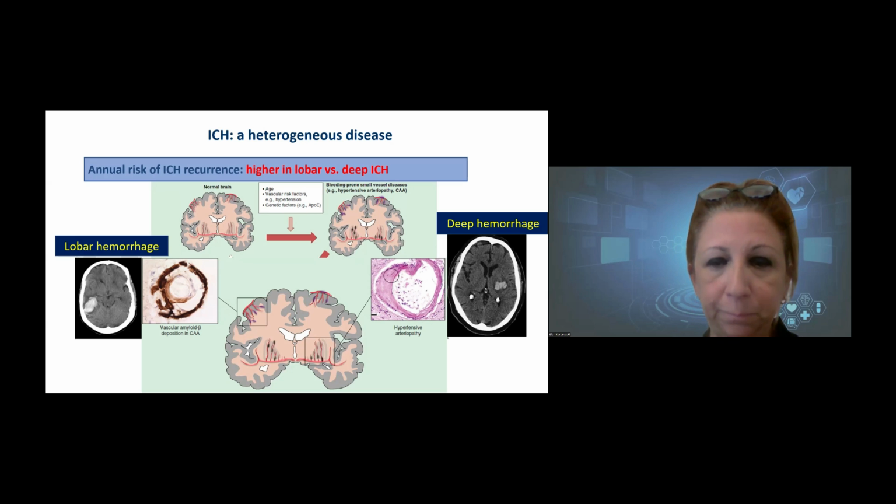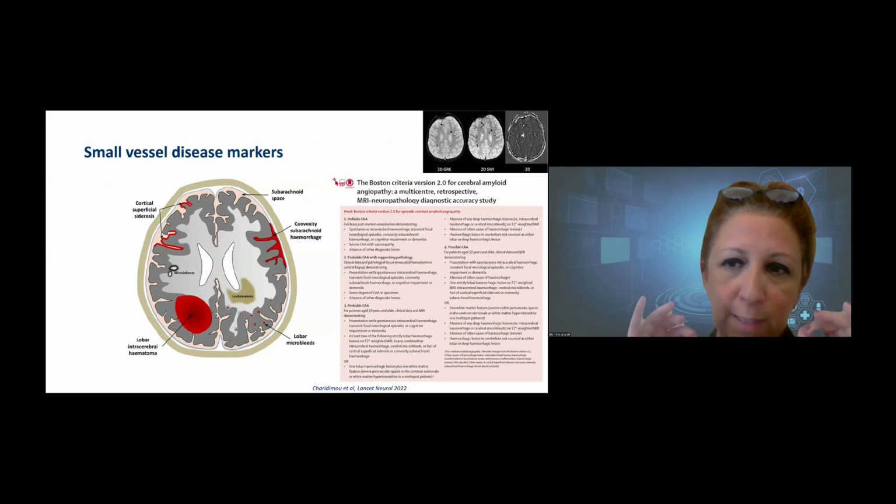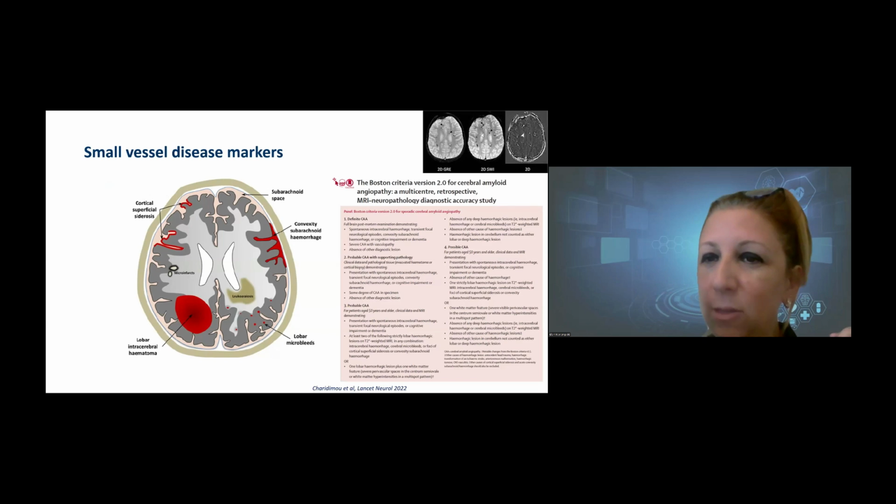Besides bleeding topography, it is very important to also evaluate small vessel disease markers, such as cortical superficial siderosis, convexity subarachnoid hemorrhages, cerebral microbleeds. All of these are visible only on MRI in specific sequences, for example, gradient recalled echo or susceptibility weighted imaging. In everyday practice, we call this T2 star. And of course, ischemic lesions should be taken into account, namely white matter hyperintensities and perivascular spaces.